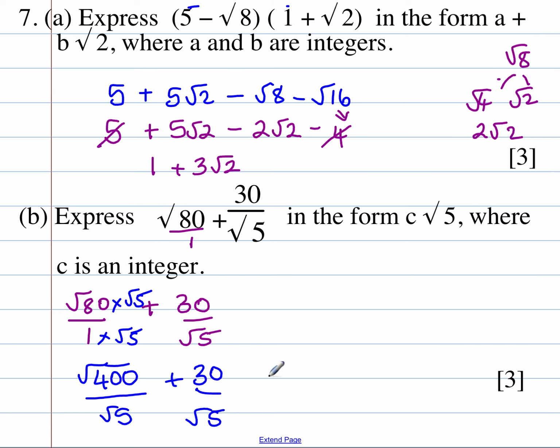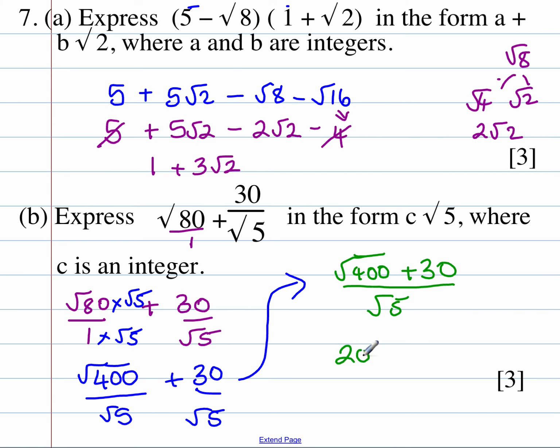Okay, so now what I'm going to do is we're going to bring the fraction together. So what I will have over here is root 400 plus 30 over root 5. Now if I square root 400, that's just 20 plus 30 over root 5. And that just is 50 over root 5.